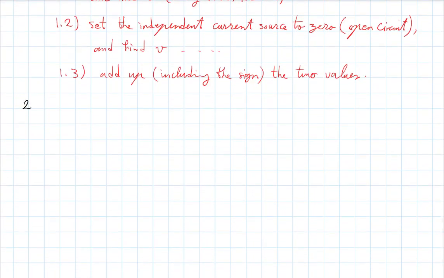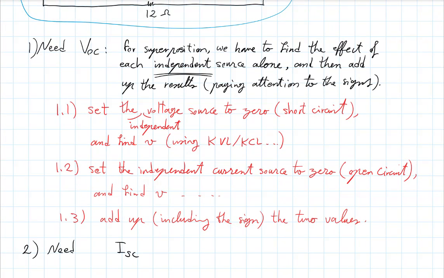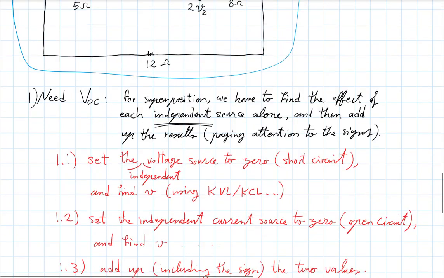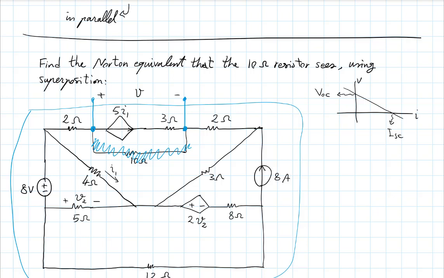Then 2, need the short circuit current. Okay? But the approach to superposition is the same, except that you have to pay attention that now you have to actually change the circuit. So now you have to do something like this.